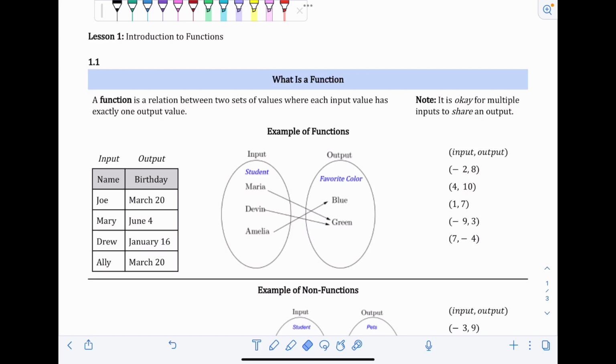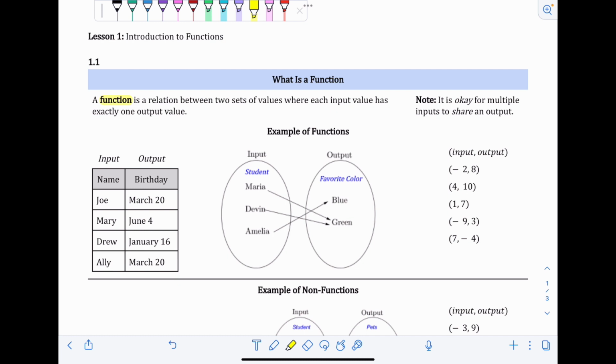Lesson 1 is Introduction to Functions, and in 1.1 we're going to talk all about what a function is. So starting up at the top, a function is a relation between two sets of values where each input value has exactly one output value. And that might not mean a whole lot yet, but we're going to go through a few examples to see exactly what that definition is talking about.